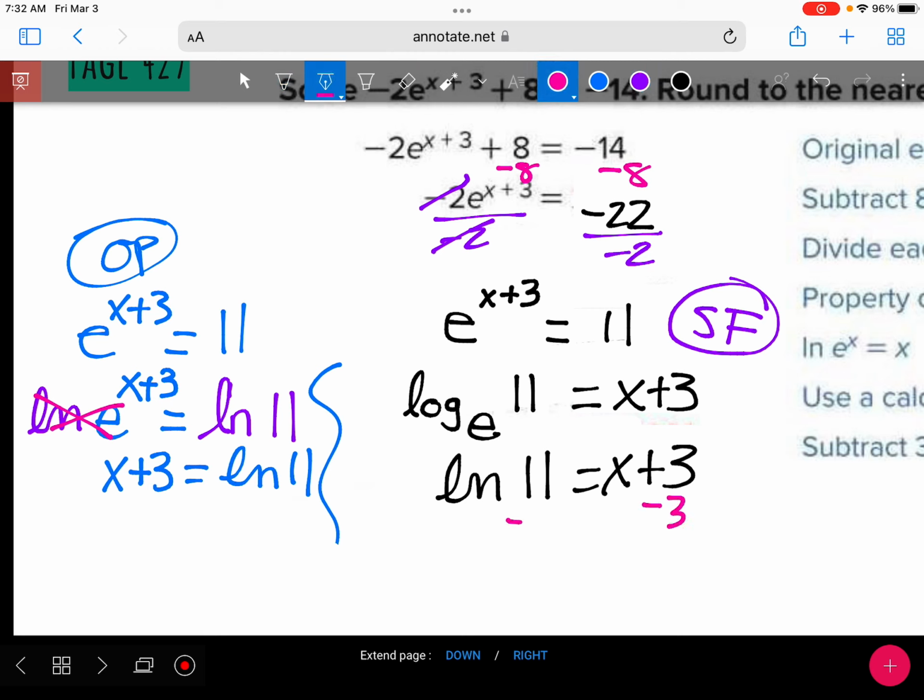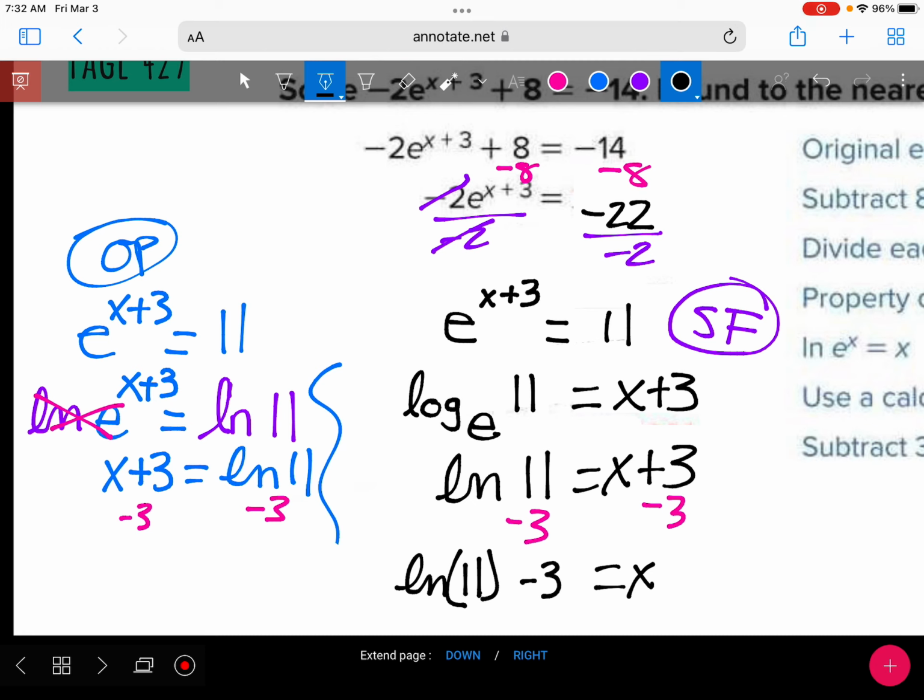Minus 3 from both sides. It's the same over here, minus 3 from both sides. We're gonna get to the same exact answer. So we're gonna have the natural log of 11 minus 3 equals x.